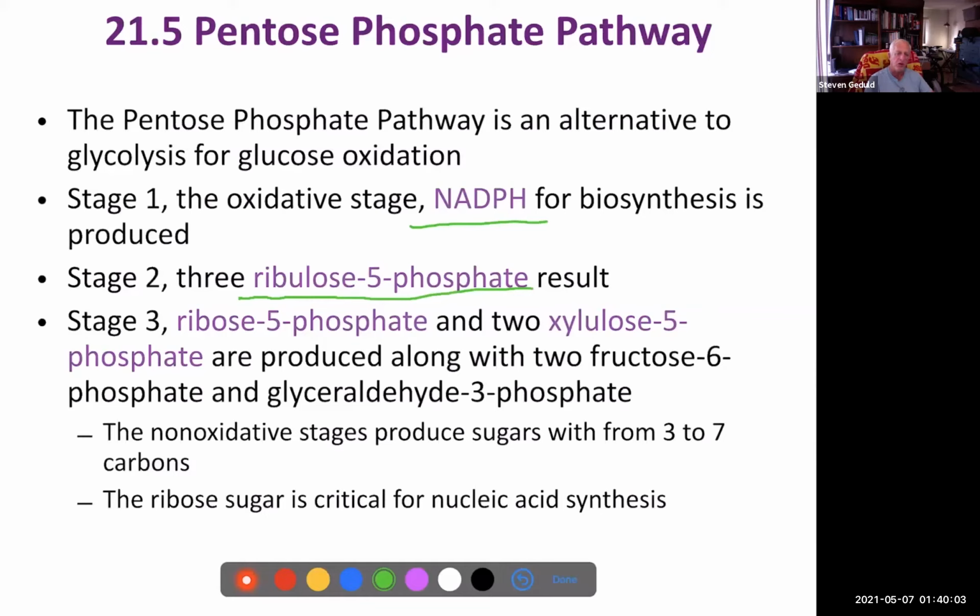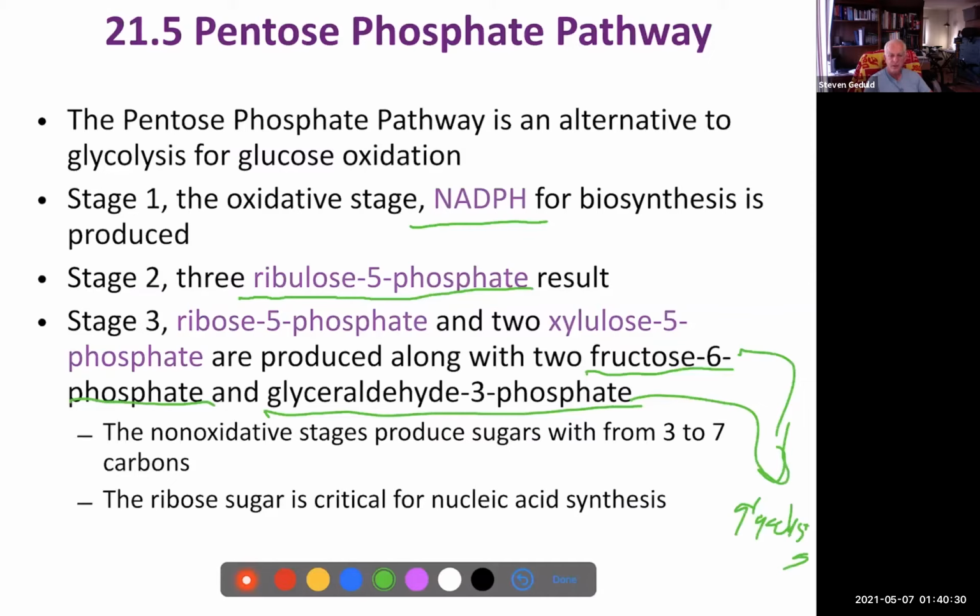In stage 3, ribose 5-phosphate and 2 xylulose 5-phosphates are produced, along with 2 fructose 6-phosphates and glyceraldehyde 3-phosphate. So you're producing fructose 6-phosphate and glyceraldehyde 3-phosphate. Both are part of the glycolysis pathway, and they can feed back into glycolysis at the appropriate step. Goes back into glycolysis.